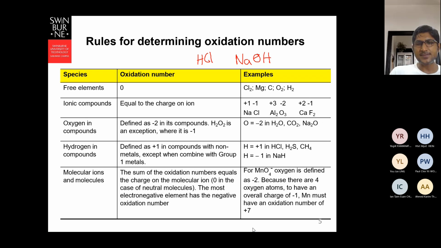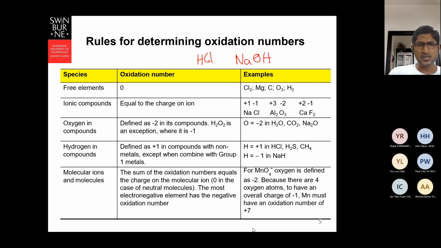Hydrogen is always positive, except with the group 1 elements, like lithium hydride, sodium hydride, potassium hydride. When they are in that form, hydrogen is negative. If group 1 elements such as lithium, sodium, potassium are associated with hydrogen, hydrogen will be -1, but the group 1 element will be +1. In any other case, hydrogen is +1. So these two are exceptions. There are some other exceptions, but they are not applicable here. It will be good for us to know this much.